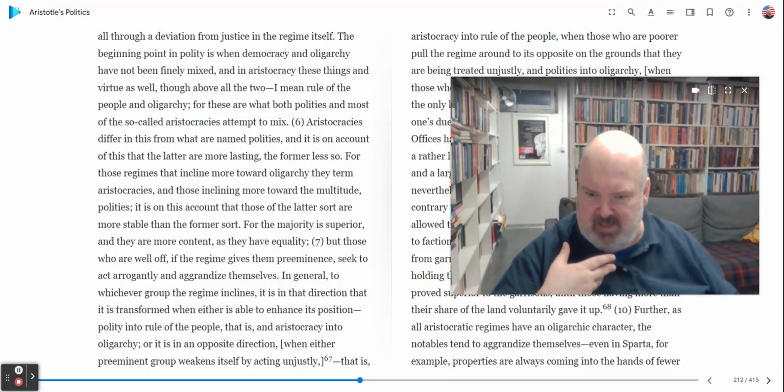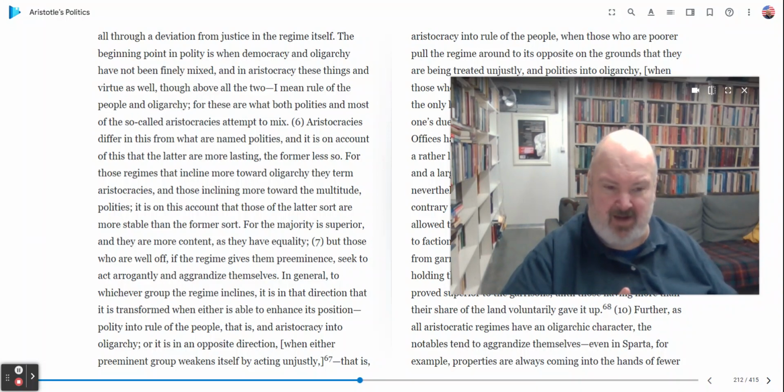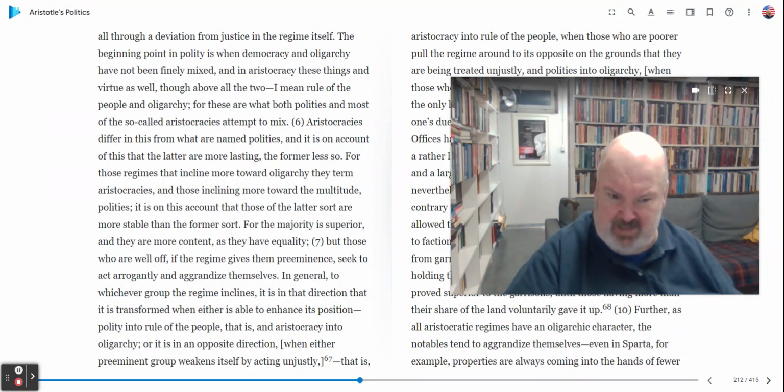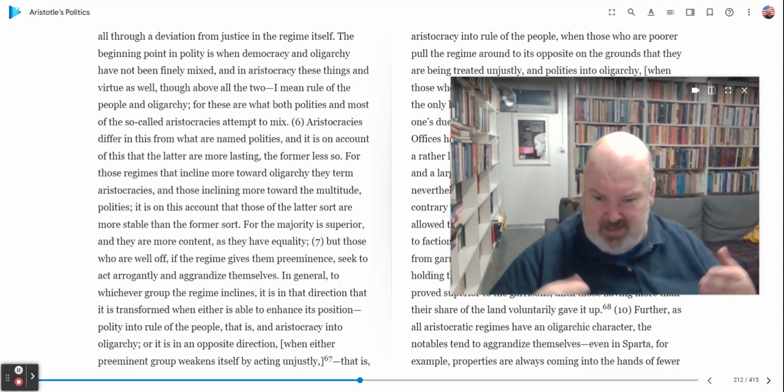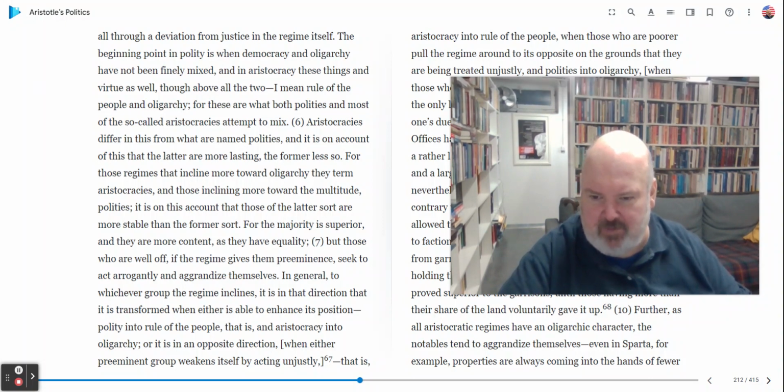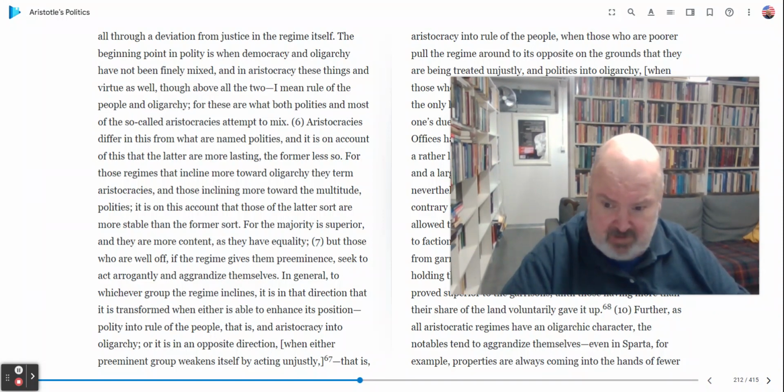And this is why this leads to resentment in the people who are targeted by it, and therefore this is why it creates stasis in that sense. This arrogantly and aggrandize themselves. In general, to whichever group the regime inclines, it is in that direction that it is transformed when either is enabled to enhance its position: polity, or politeia, to the rule of the people, and aristocracy into oligarchy. Or it is in the opposite direction, when either the preeminent group weakens itself by acting unjustly.